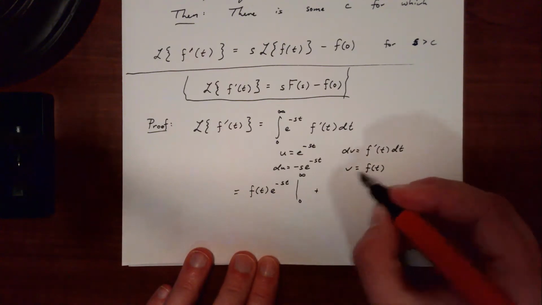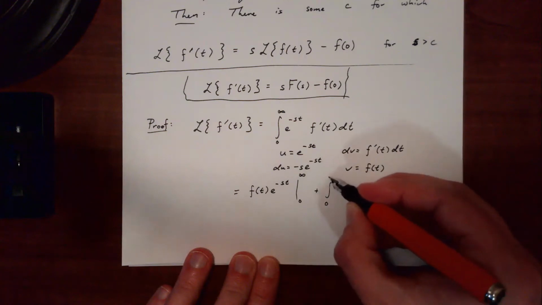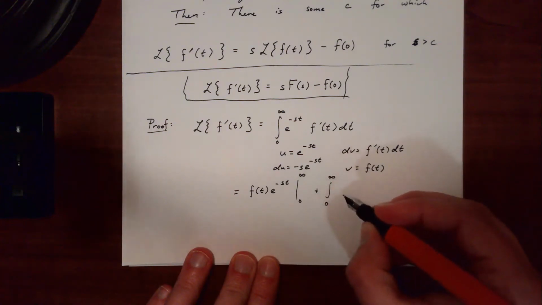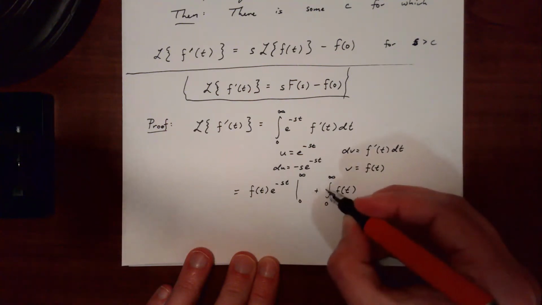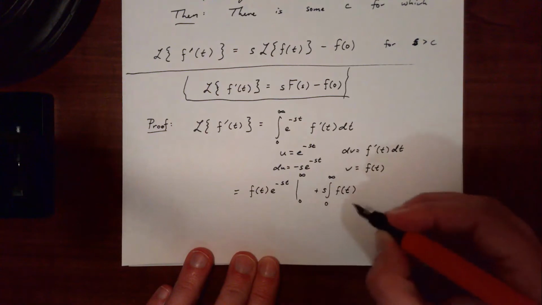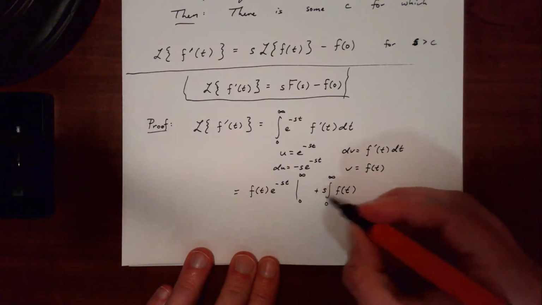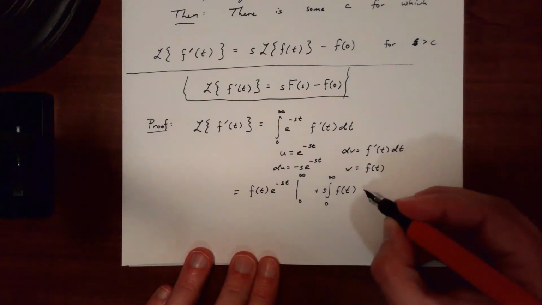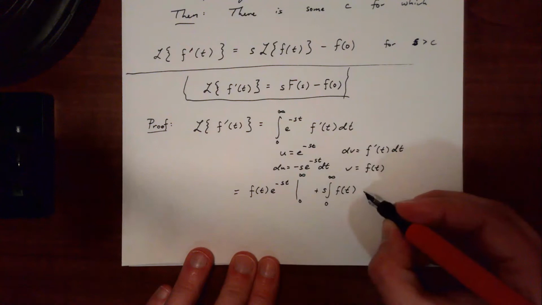Sorry, it's minus and then negative. So that's going to be the integral from 0 to infinity of v du, so that's f of t. And I'll just go ahead and pull the s out. This is an integral with respect to t, so pull the s out. That's what made the usual negative into a positive here. Times dt.